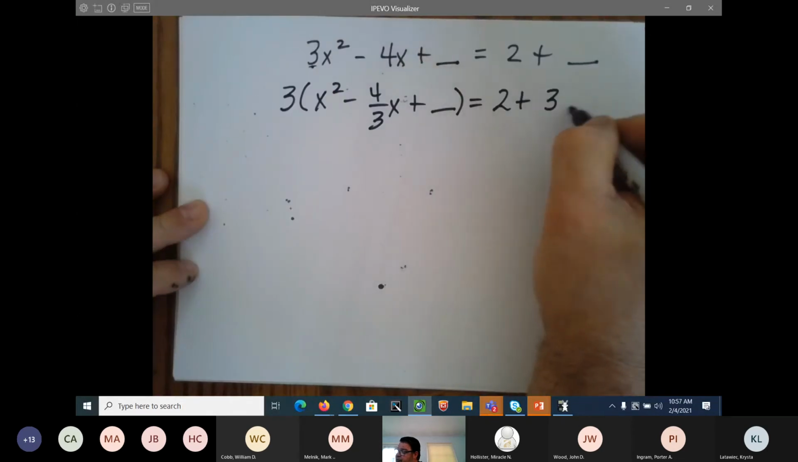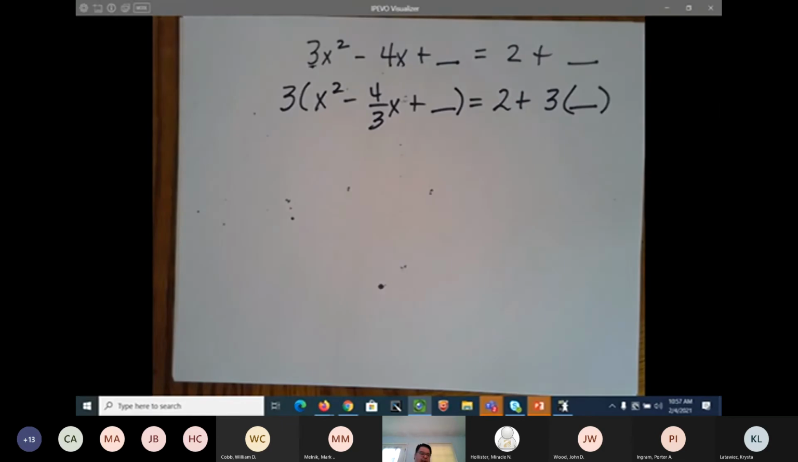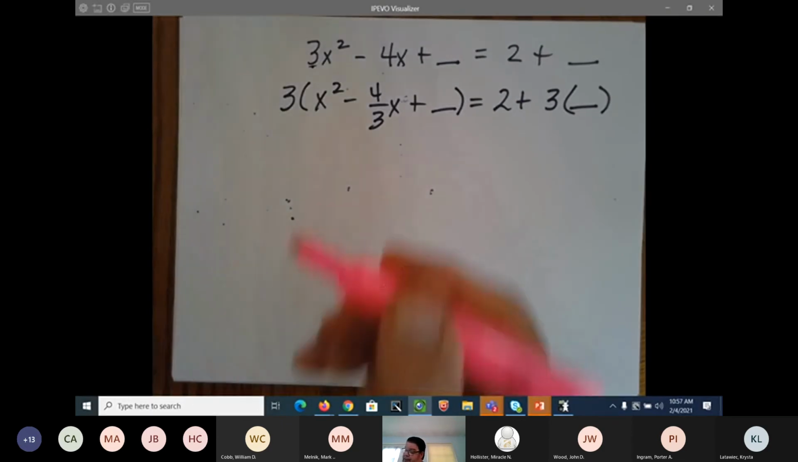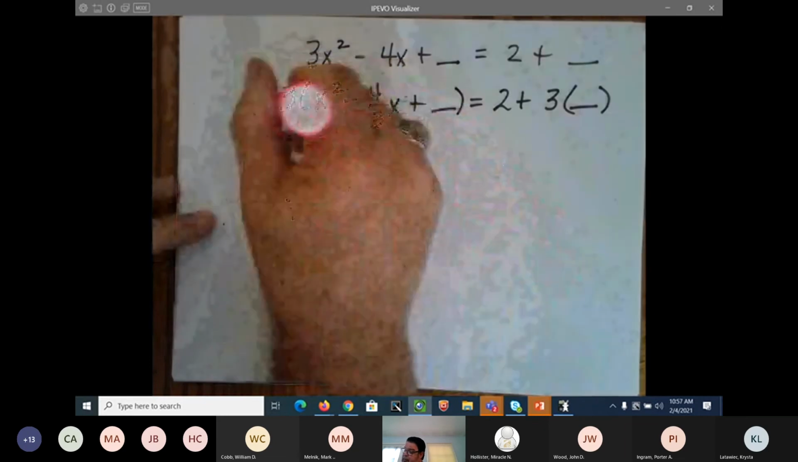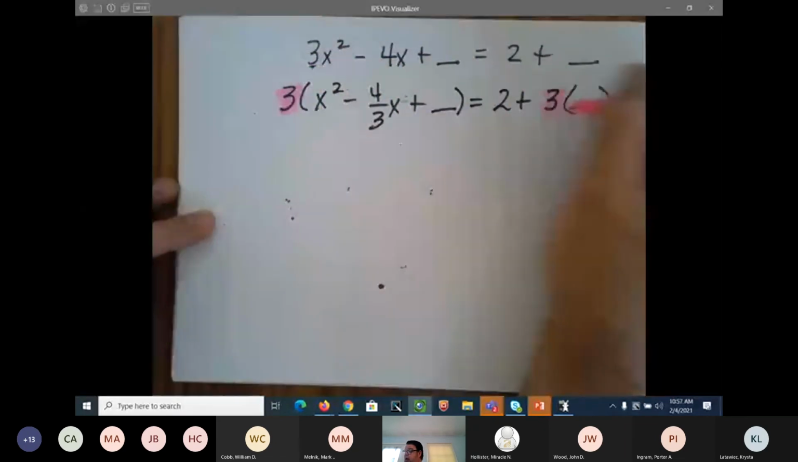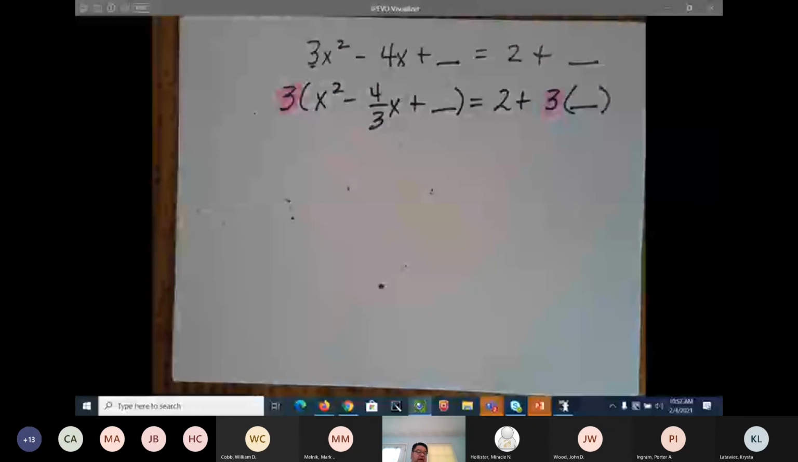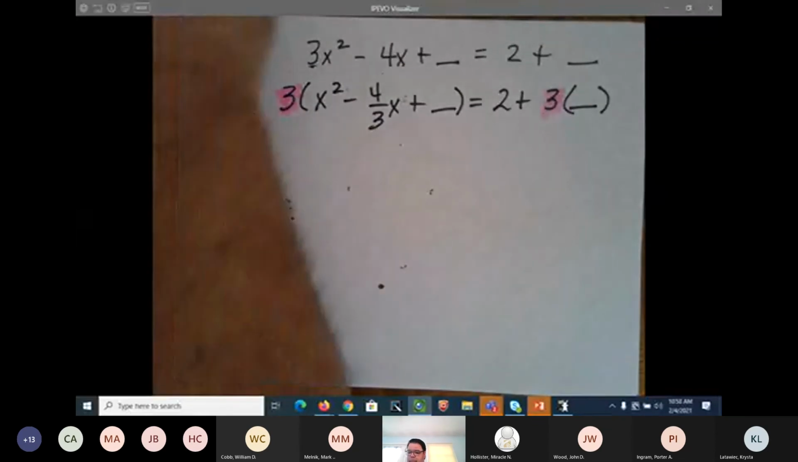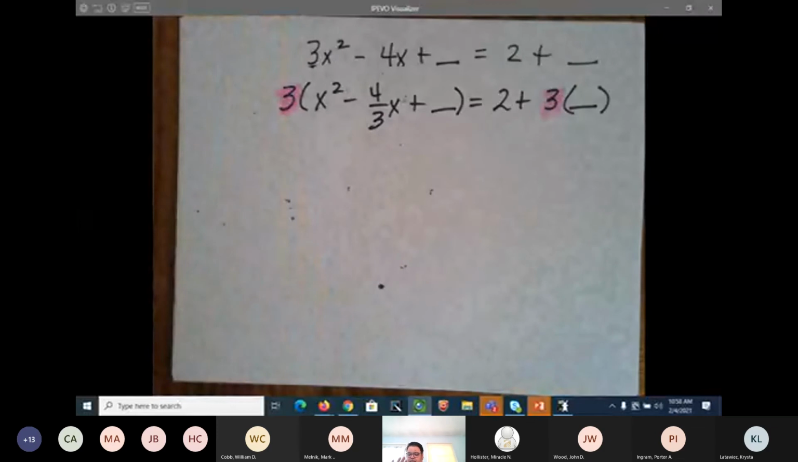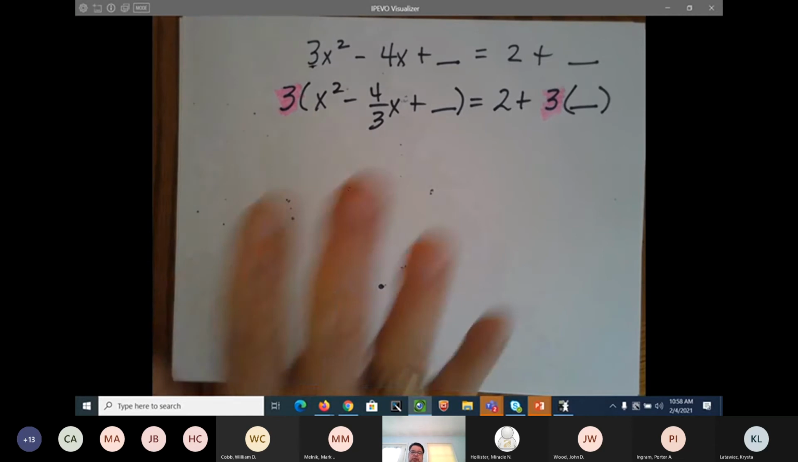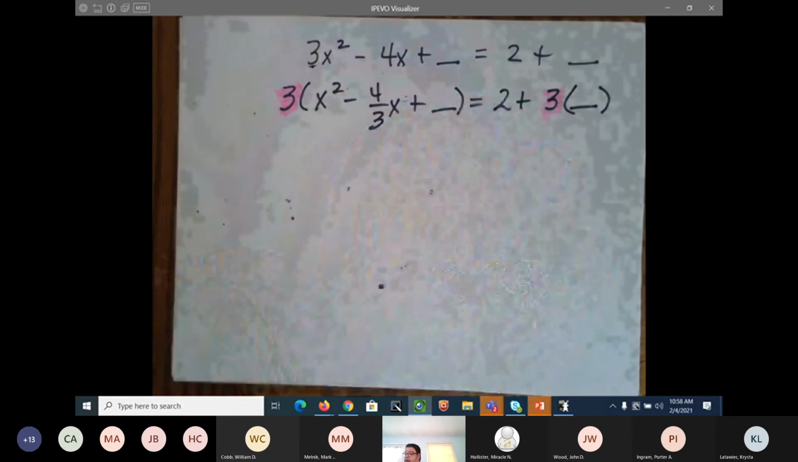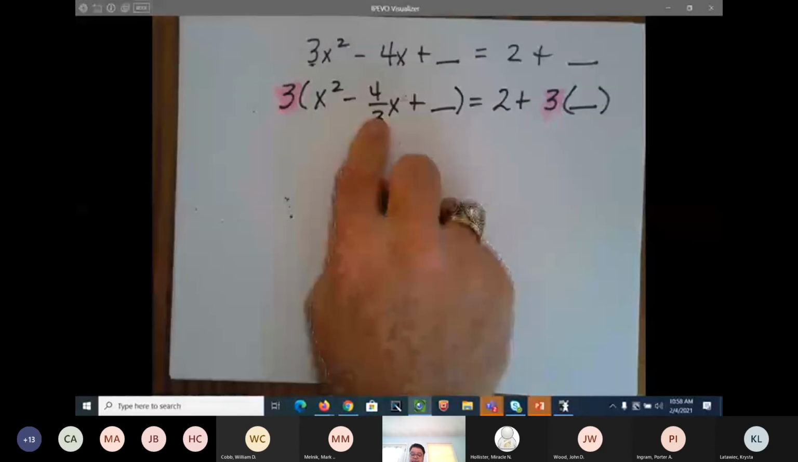And whatever you factor out, you have to multiply by that right side blank. Whatever you factor out here, you have to multiply by that right side blank. Now that's the way I show it. You may have had a teacher in your past show you a different completing the square method. There are 3 or 4 of them out there. I choose this method. So now I can complete the square.